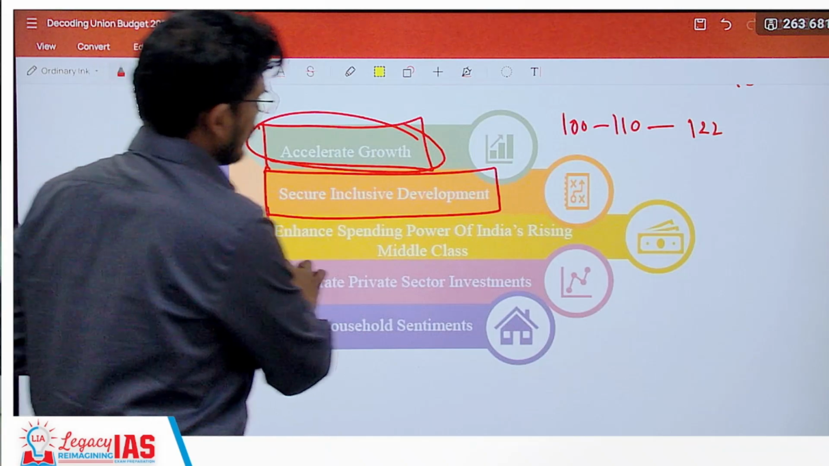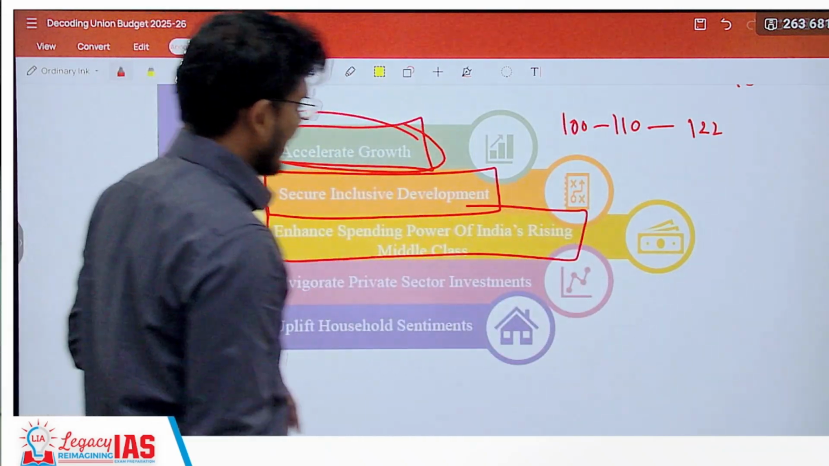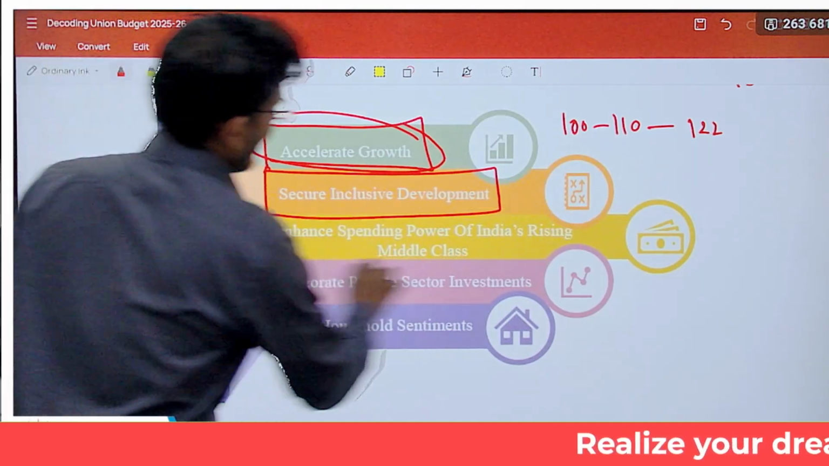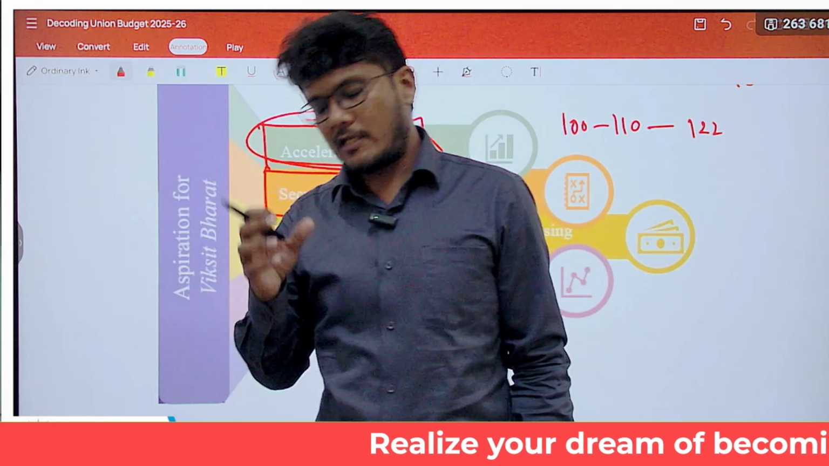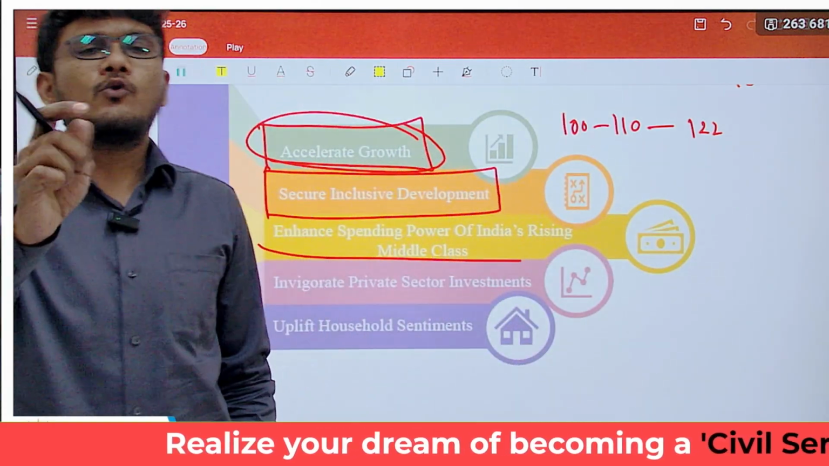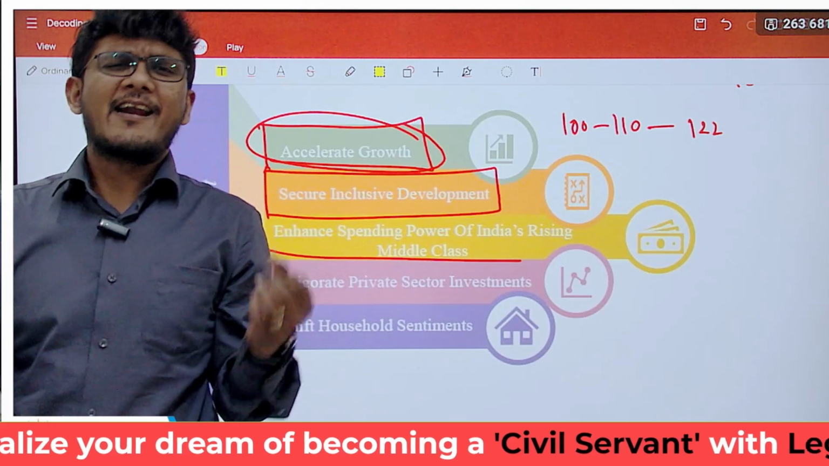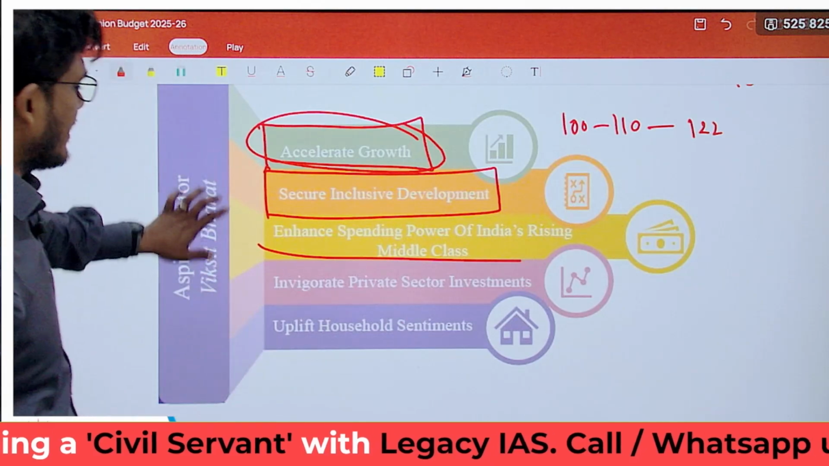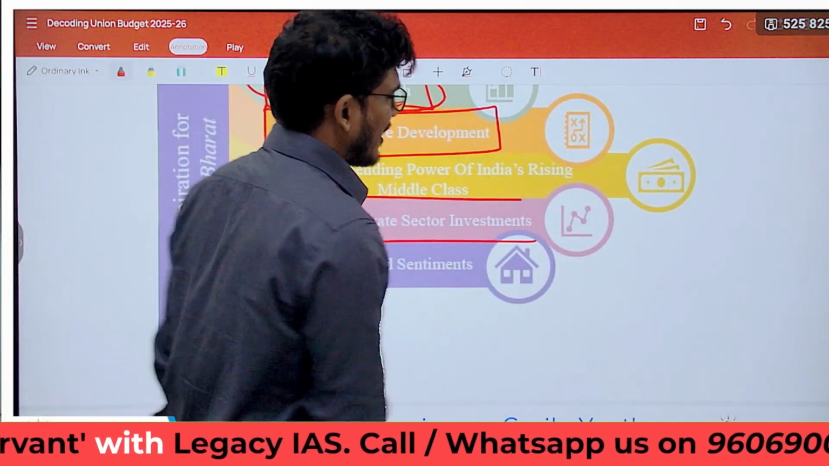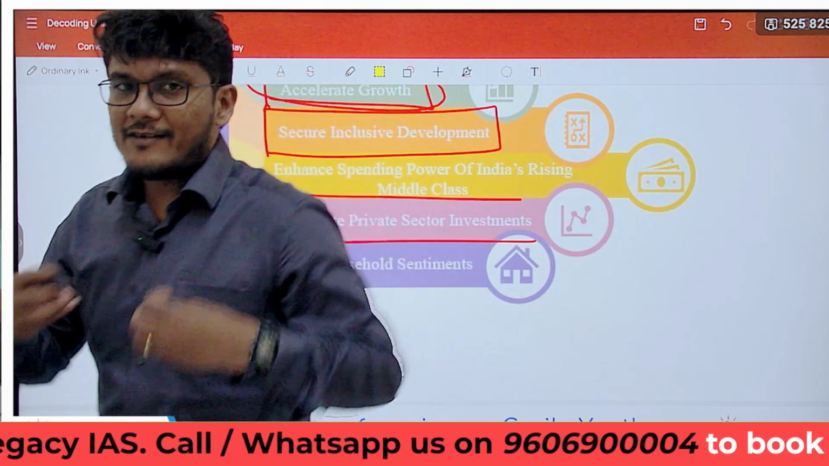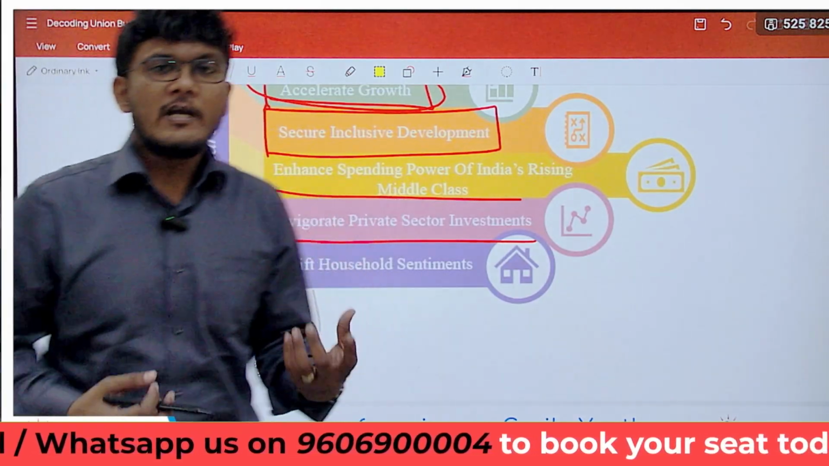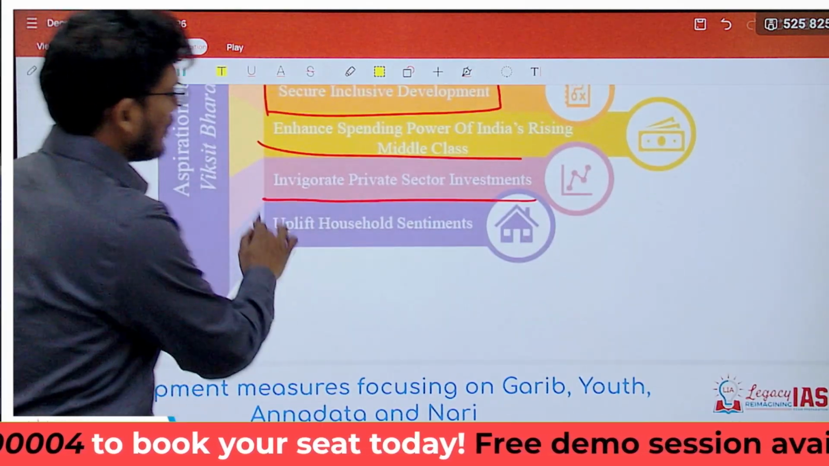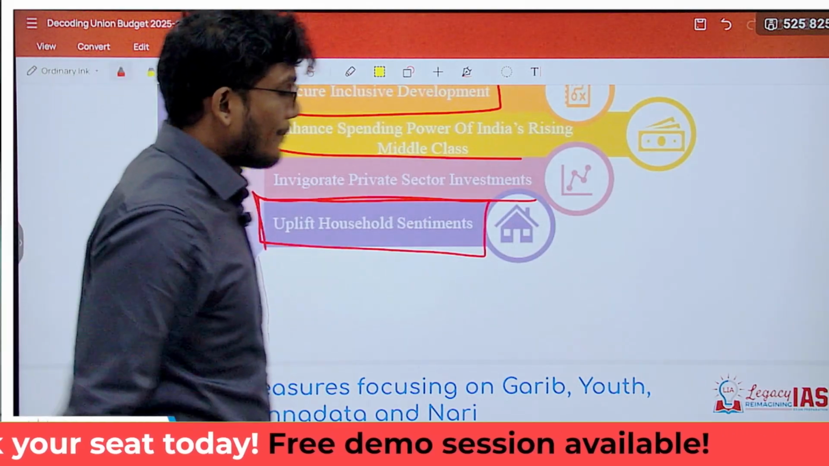Then you have enhanced spending power of India's rising middle class. Now, here the government has given a specific boost by reducing the amount of tax the middle class salaried employee pays with a new tax regime which has come. We will look at that also in detail. Then we have invigorate private sector investment. So we want private sector to play a pivotal role, of course, and more role for the development of India, and uplift household sentiments.